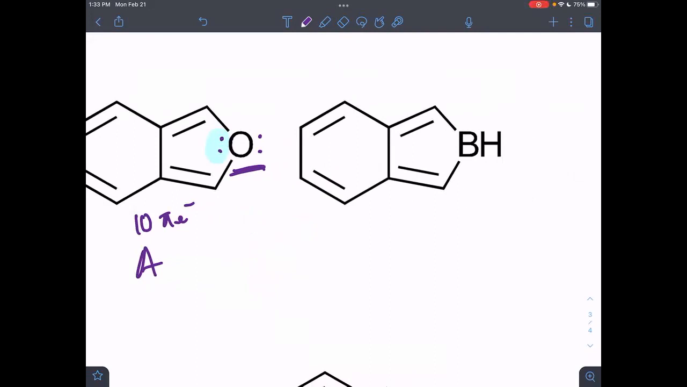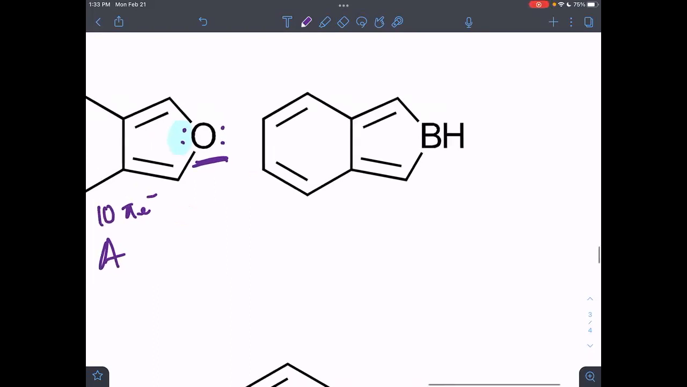Okay, almost last one. We have a ring with boron. It's anti because there's 8 pi electrons and then the boron donates 0.